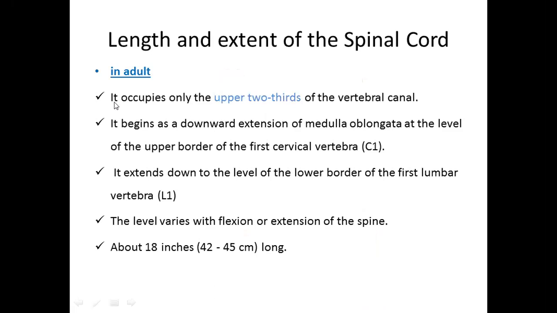Again, in the adult, the spinal cord occupies the upper two-thirds of the vertebral canal, as we showed before. It begins as a downward extension of the medulla oblongata at the level of the upper border of the first cervical vertebra, then extends down to the level of the lower border of the first lumbar vertebra. This level varies with the flexion or extension position of the person. So the length of the spinal cord is about 42 to 45 centimeters.